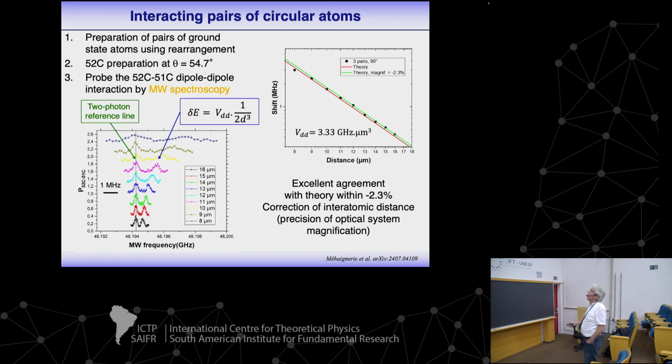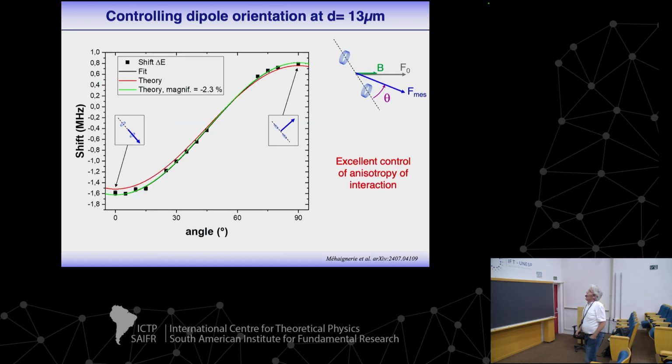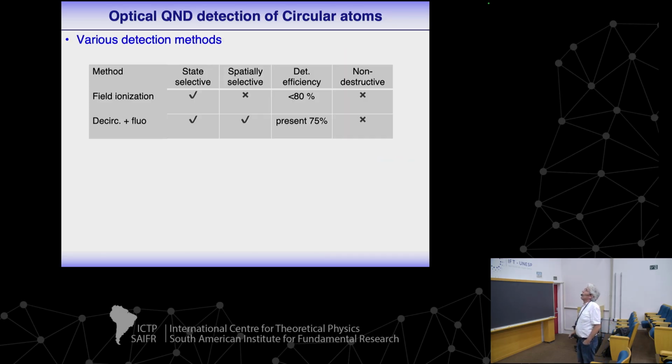We can fit the data and plot here again in log scale the variation of the shift as a function of distance, and we get the expected 1 over R^3 variation. Typically, the dipole-dipole interaction is 3 gigahertz at 1 micrometer, which means that it's 3 megahertz at 10 micrometer. So the clock of the simulator is in the range of megahertz. We also varied the angle between the quantization axis and the interatomic distance, and we observed the anisotropy of the dipole-dipole interaction, but I don't want to say more about that.